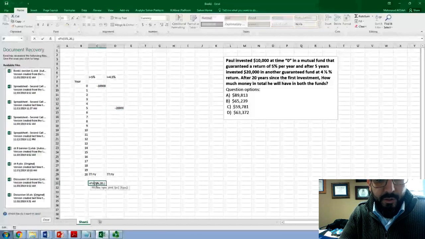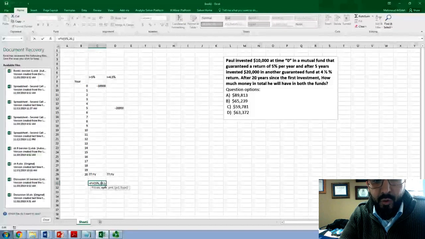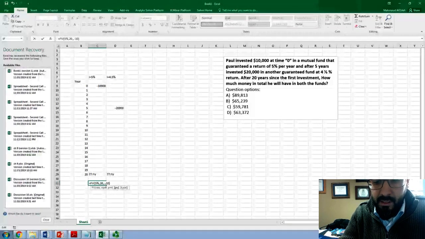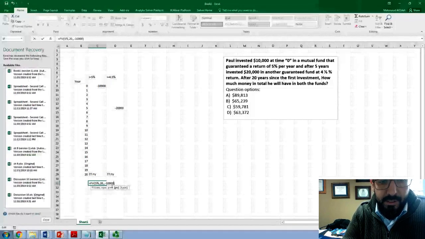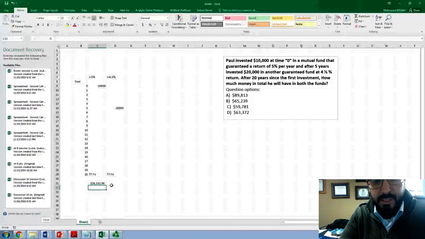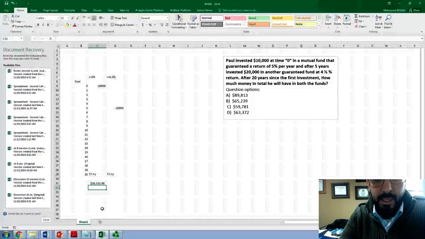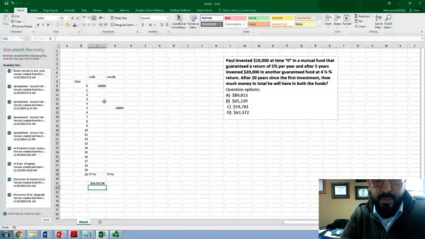So future value at a 5% interest rate, we're going to invest this amount for 20 years. And we don't have any monthly payment. The amount is going to be negative $10,000. Close the parenthesis, click enter, and you will see that this amount will be equal to $26,532 after 20 years. Okay, so we're done with the first amount.